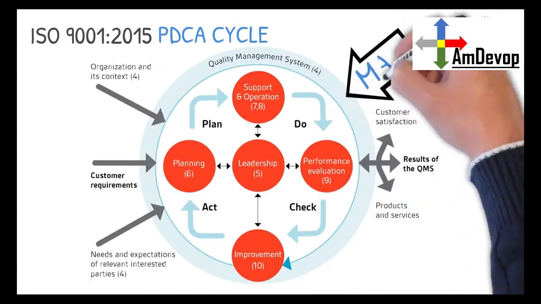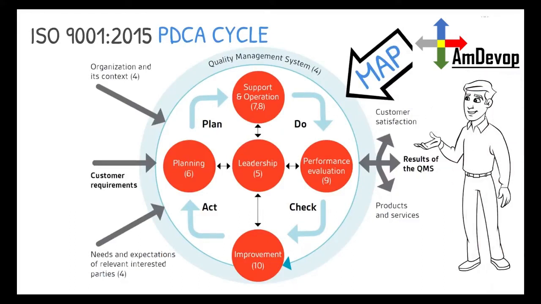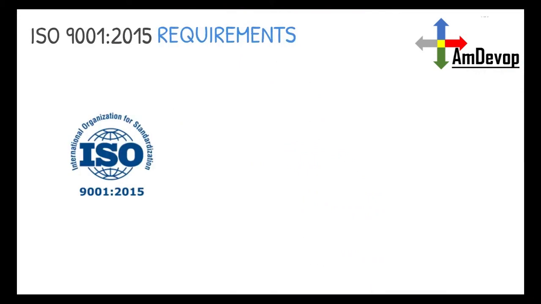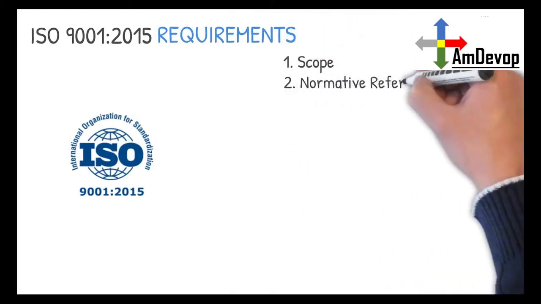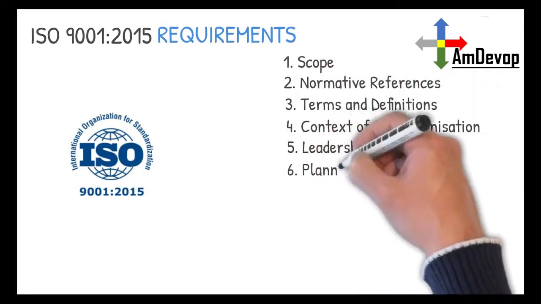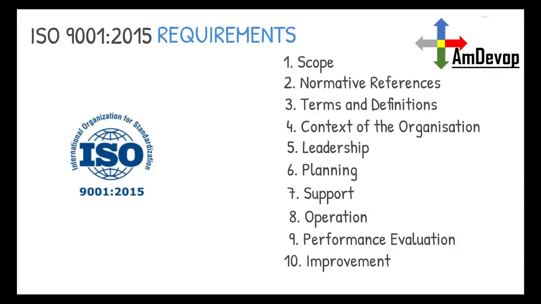You may think that the new quality management system model is complex or too simplified for your organization. Regardless of your perspective, let us break this down for you. First, the new ISO 9001 contains 10 clauses. These are the scope, normative reference, terms and definitions, context of the organization, leadership, planning, support, operation, performance evaluation and improvement.